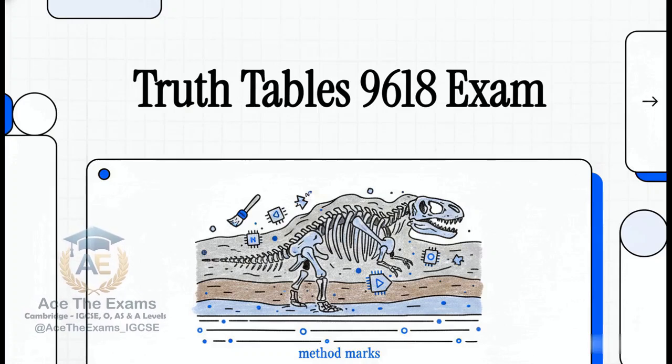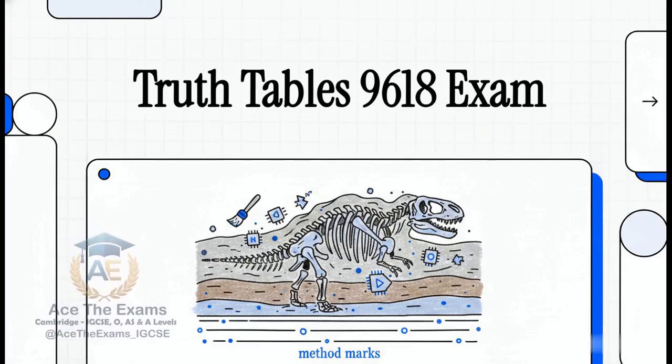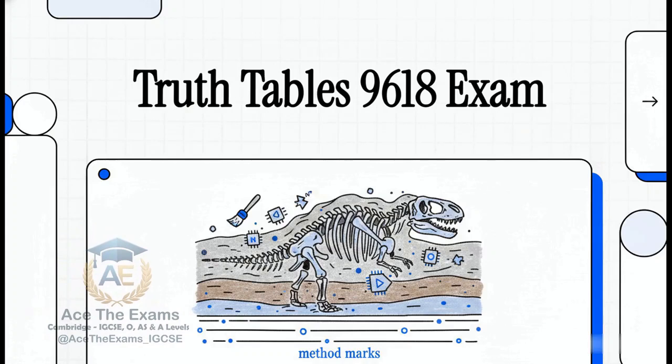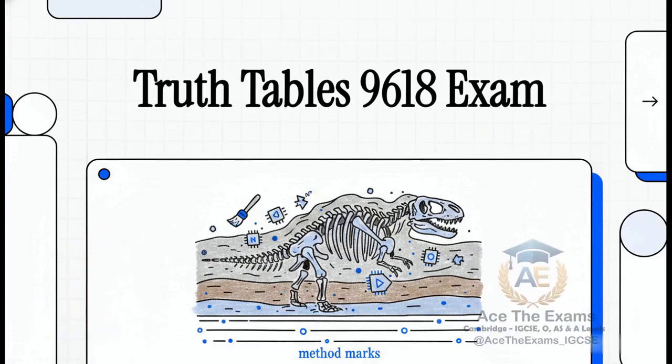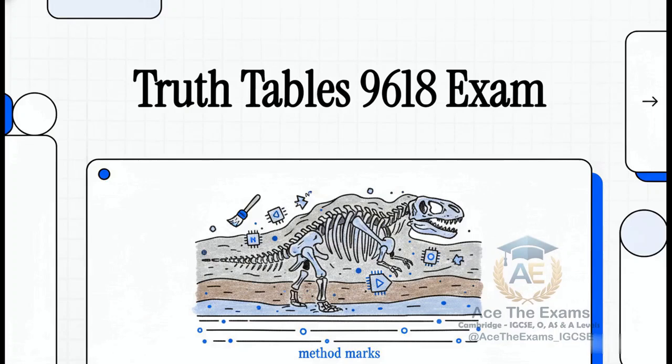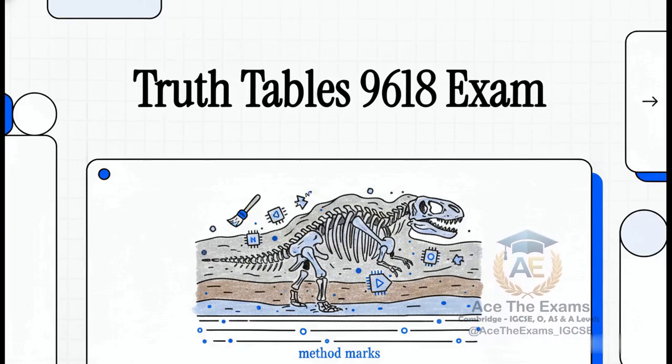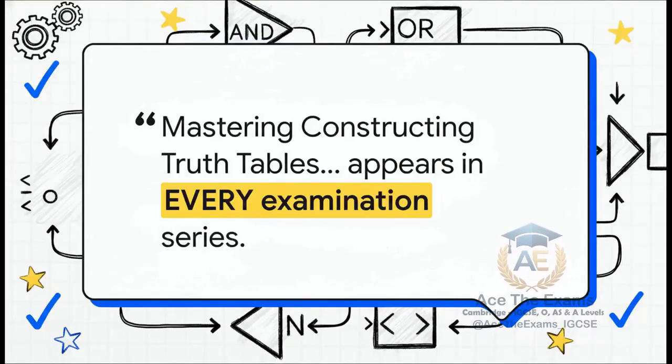When you look at their papers side by side, it is just a sea of red pen marks where they've lost points they should have easily secured. We are going to fix that today. We're going to dig through the fossil layers of these question parts and reconstruct the perfect full answer. Let's get started. Okay, let's dive into this.